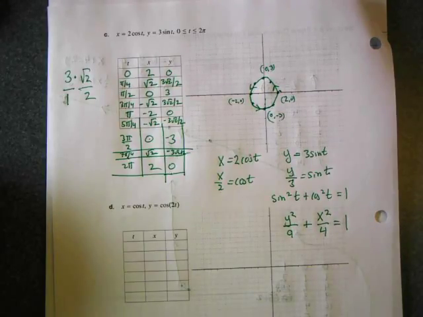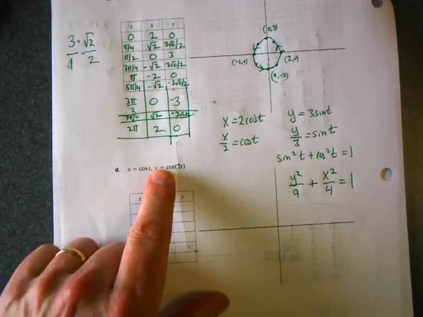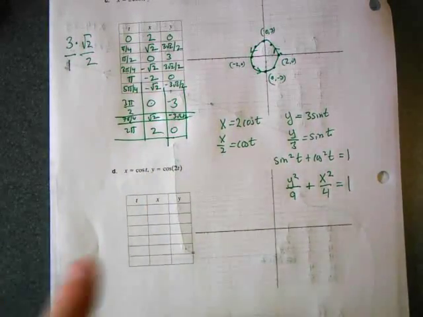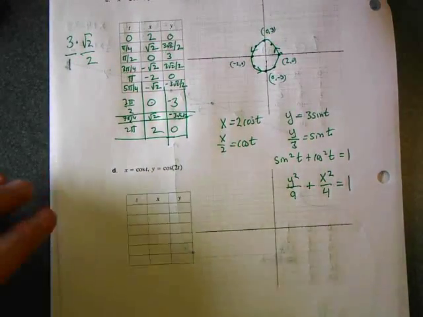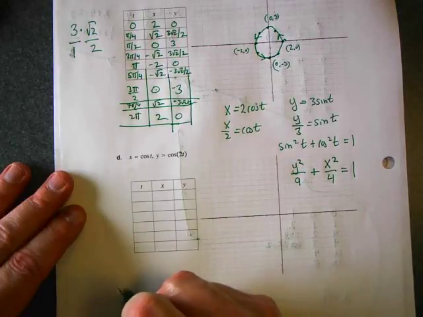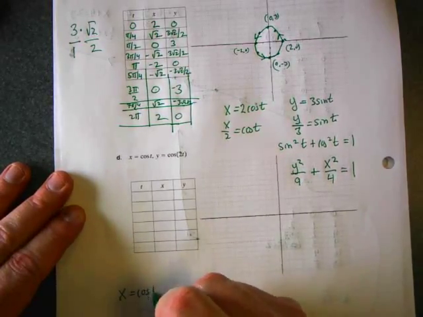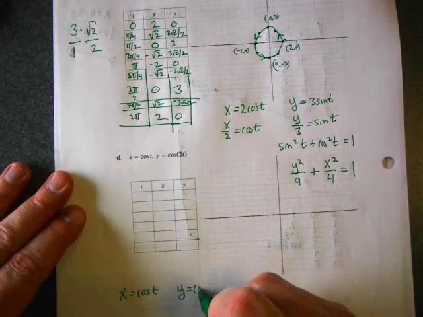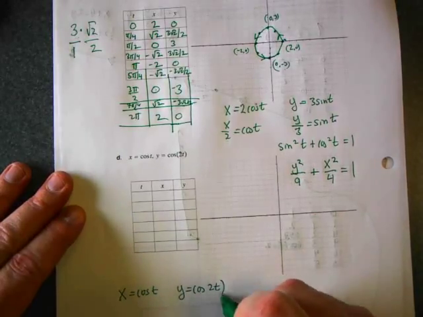How are you supposed to remember these things? Well, I just showed you. Other than that. All right, the last one. You can go home and graph that one, but I'm going to show you how to put this one into rectangular form also. We have x equals cosine t, y equals cosine 2t.